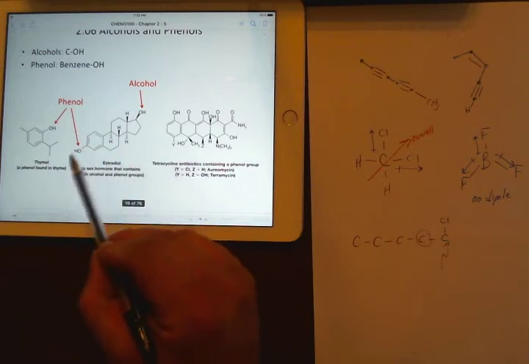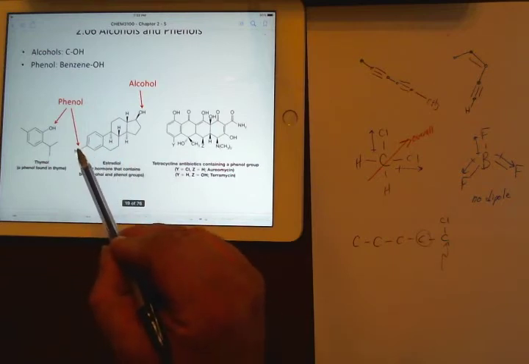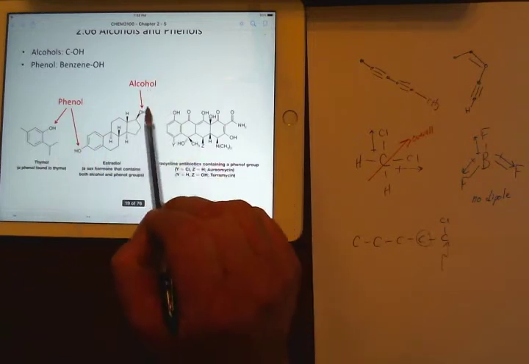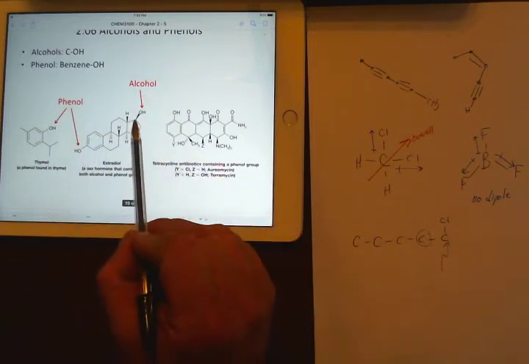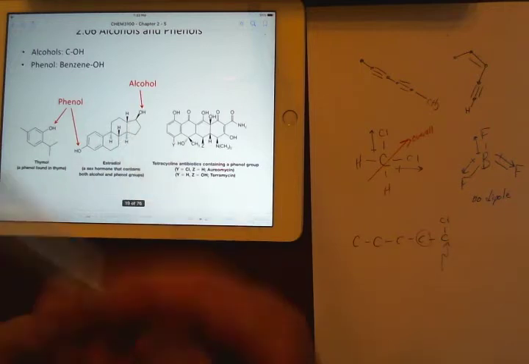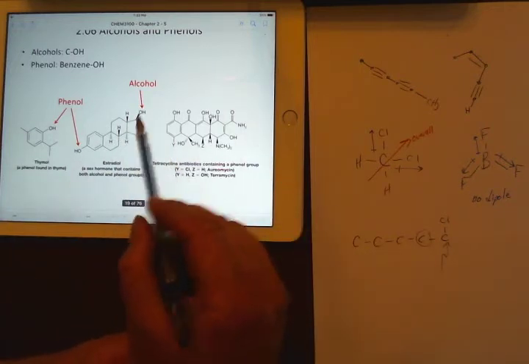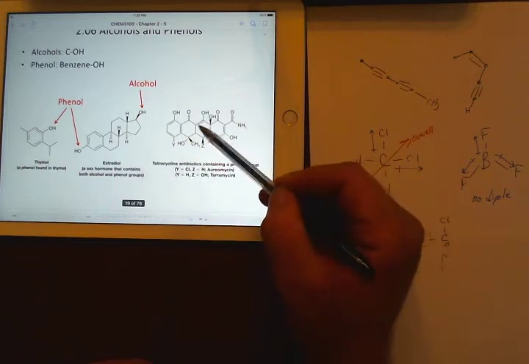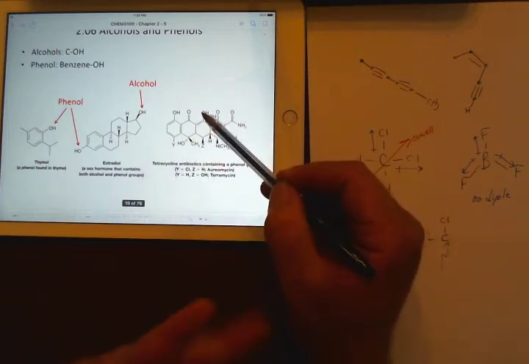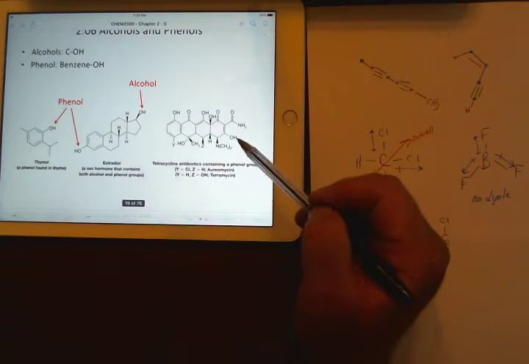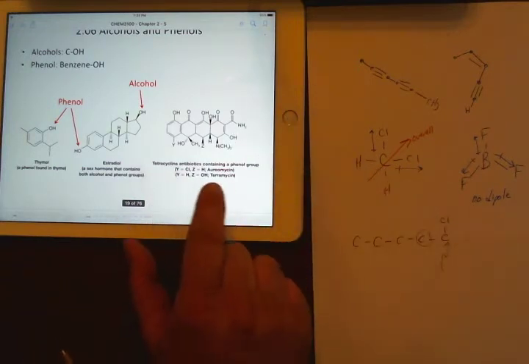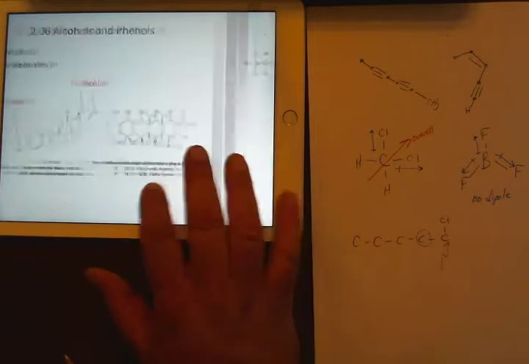Having that double bond right next to that OH makes it a little bit different. So those are called phenol. But notice how this alcohol here just has regular alkanes next to it, so it's just considered a regular alcohol. So here, this is a phenol. That's an alcohol. This is what's actually called an enol, but we won't have to worry about that. Alcohol, again, enol. So it's a mix of alcohols and phenols and other ones.